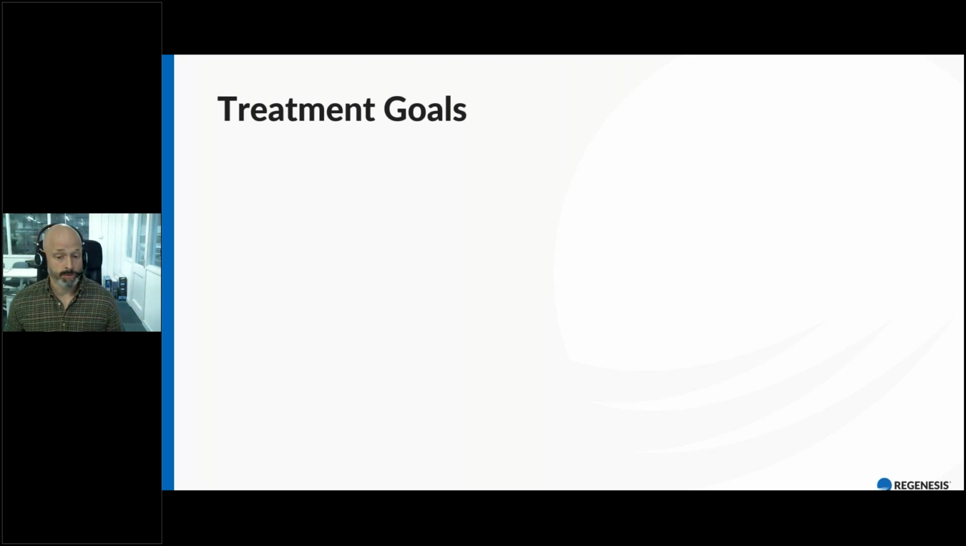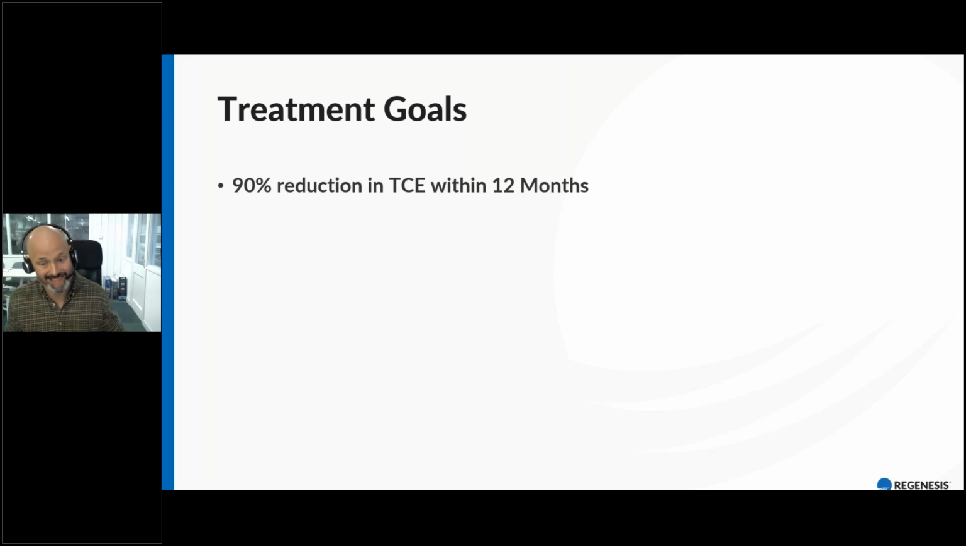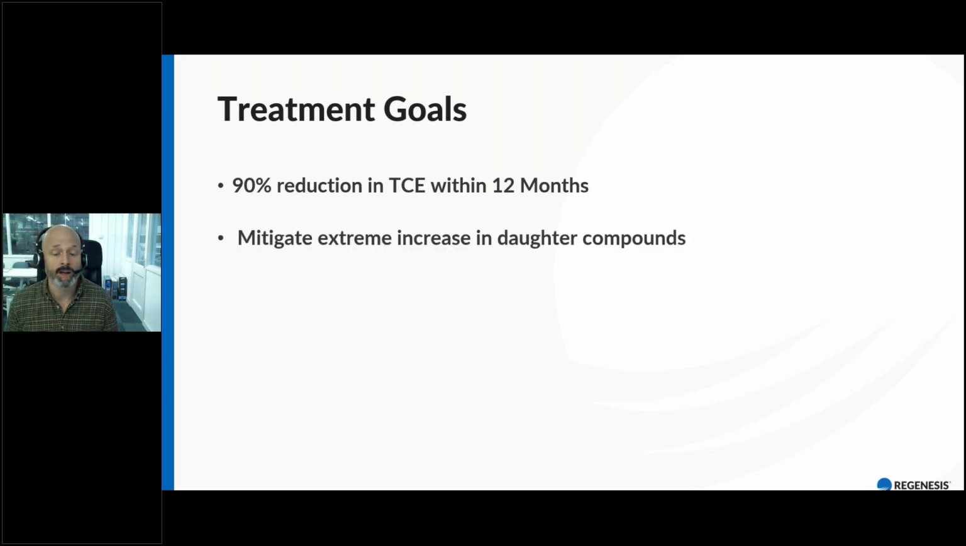So treatment goals, also pretty well defined from our site evaluation process. The client wanted a 90% reduction in the existing TCE levels at the site within a 12-month period. So quite ambitious given the extent of mass present at the site. It was also important that we avoid a surge in daughter products, and the client really wanted a remediation strategy that could be implemented in a single application so that they could get on with redevelopment of the site.